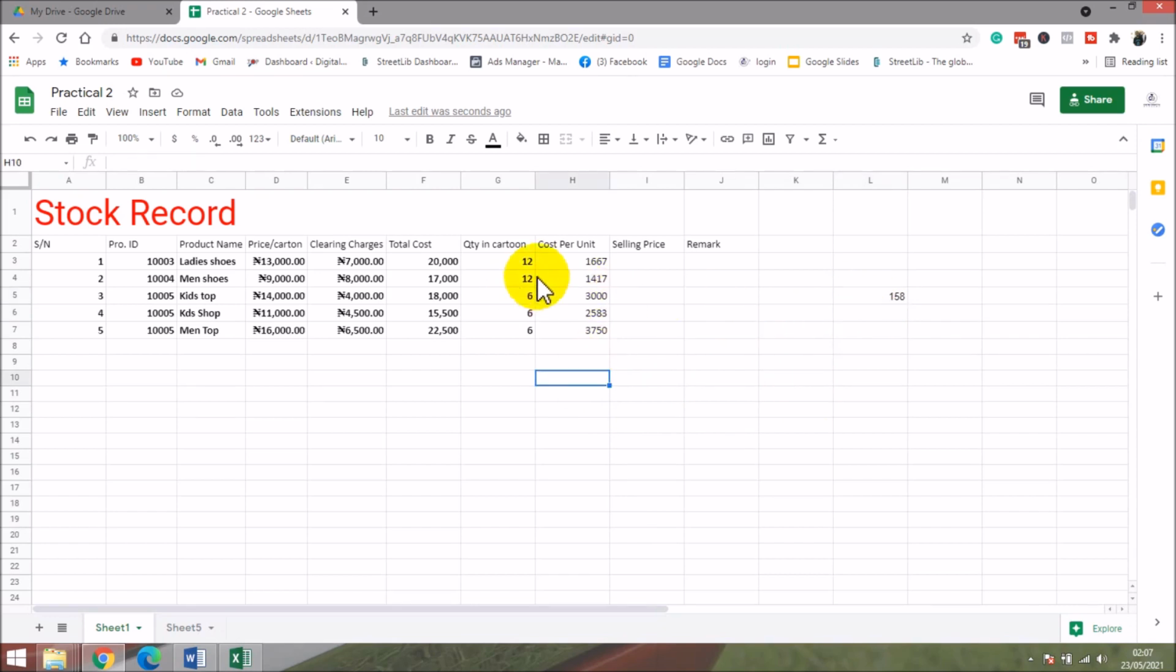Okay, so a situation where we can apply a complex formula here is to get our selling price. So let's say we apply our profit margin to this cost per unit, and also let's say we apply a tax rate to this cost per unit. We can apply a complex formula to be able to arrive at our selling price, whereby every day we don't have to be doing the calculation manually.